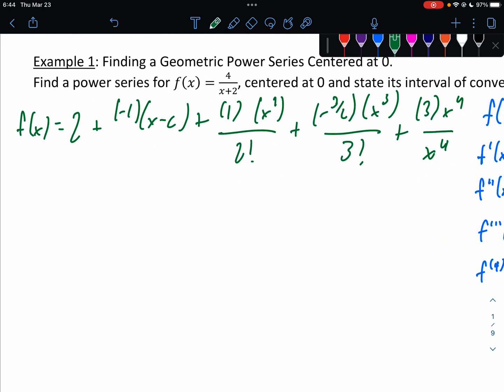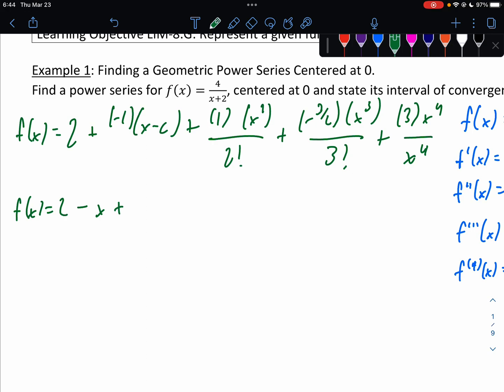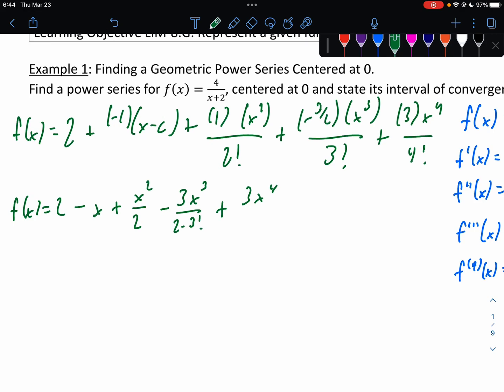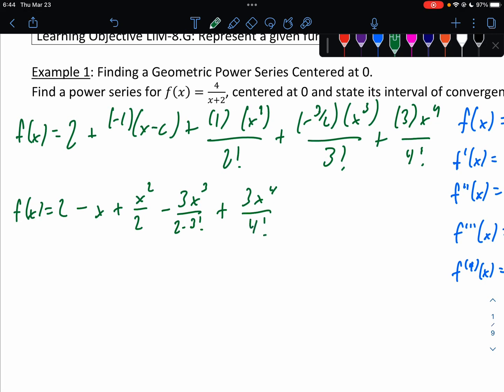All right, so now let's simplify this down a little bit, make it look a little bit better for our work here. So we got 2 minus x minus c, or I guess we just do minus x since c is 0. So 2 minus x plus x squared over 2 minus 3 halves x cubed over 3 factorial, so minus 3x cubed over 2 times 3 factorial, plus 3x to the 4th over 4 factorial. All right, so it's the first 5 terms of that.